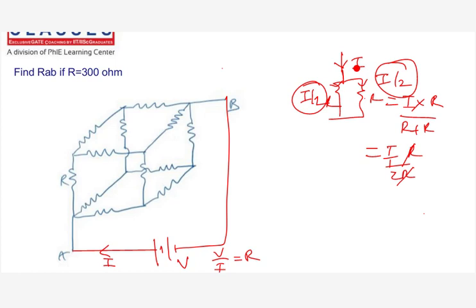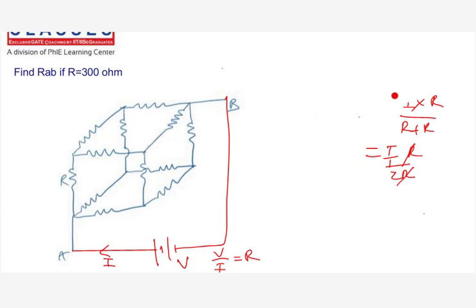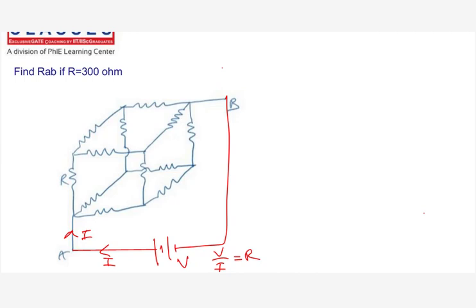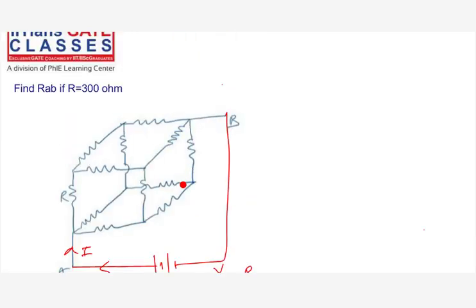Okay, so I'm assuming a current of I here. How many branches is the current getting divided into? If I assume a current of I and all the resistances from here are the same, it should divide into 3 equal parts. So this will be I by 3, this will be I by 3, and this will be I by 3.